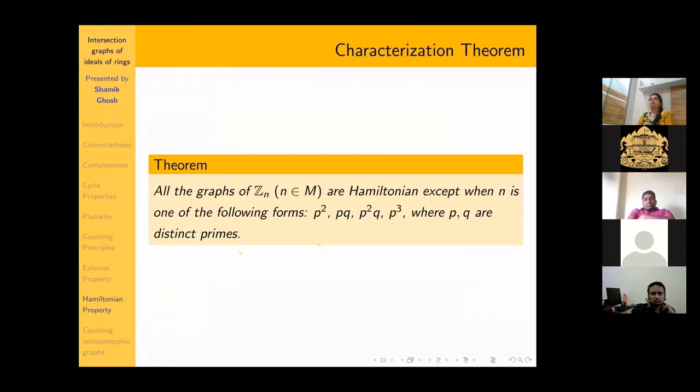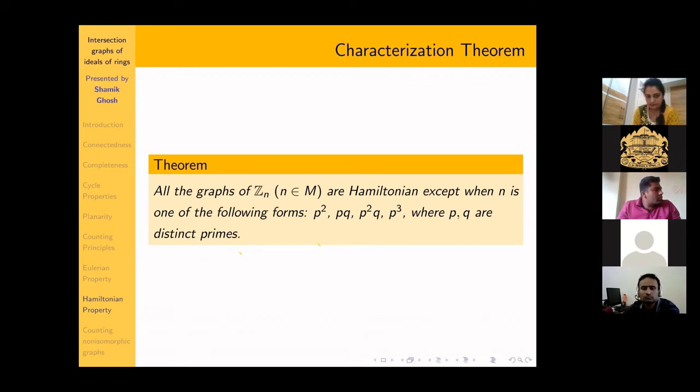But with all these lemmas and other results, ultimately we can conclude that the graph of Zn is Hamiltonian except when n is one of the following forms: p square, pq, p square q. You see these are very trivial graphs. p square is a single vertex graph. pq is a two isolated vertex graph, and p square q is just, I have shown you, the graph of 12. And pq is just an edge, p and p square, the two vertex K2 complete graph.